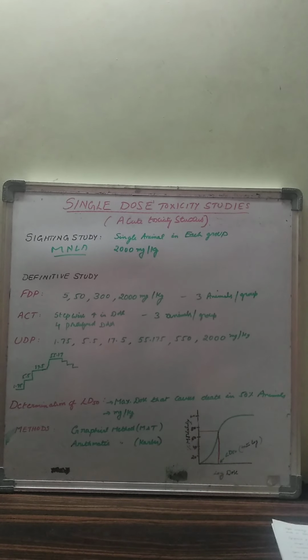Here you have to understand that even 2000 mg per kg or 5000 mg per kg, if it is non-lethal in that particular animal, it may prove lethal in some other animals of the same species. That we will determine from the next definitive studies. So here we are roughly calculating what the MNLD is.